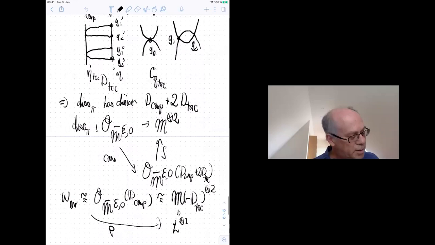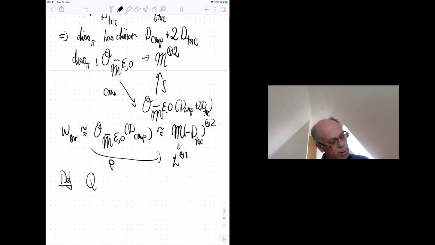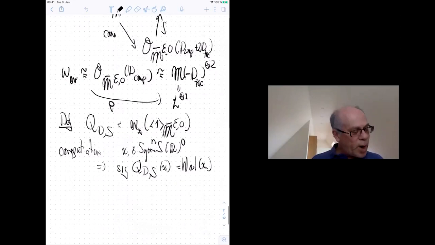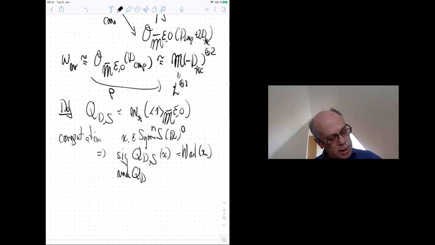Okay, so in the remaining time, we can make the following definition. We define this Q DS to be the evaluation lower star of this one on M sigma zero. And one makes a computation that indeed, if we take some X in Sym and S real, then the signature of Q DS at X is equal to the Welschinger invariant at X. It's an easy computation. And of course, the rank is just the degree of the map, so the rank of this Q DS is N DS.